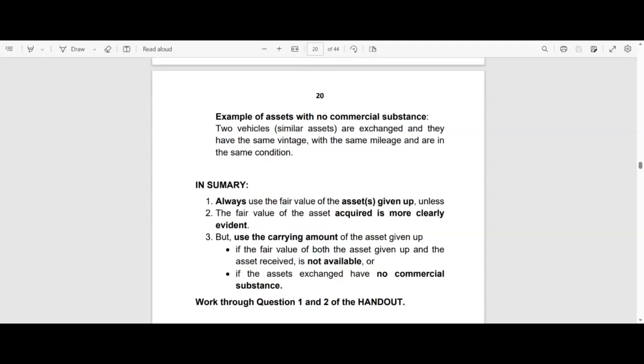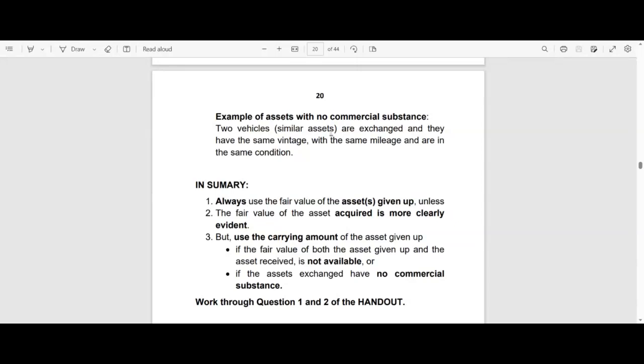We've spoken about the default situation. The default situation is where you use the fair value of the asset that you are trading in, or that you are giving up, that you are using as a partial payment for acquiring the new asset, as the purchase price. And then we looked at the exceptions to the rule. There's actually one more, and that is this one here, where that specific exchange has no commercial substance.